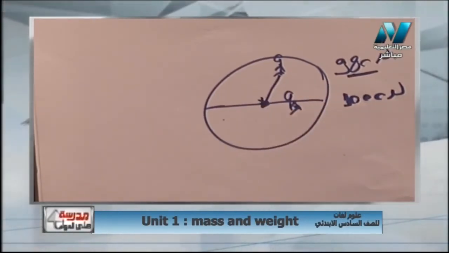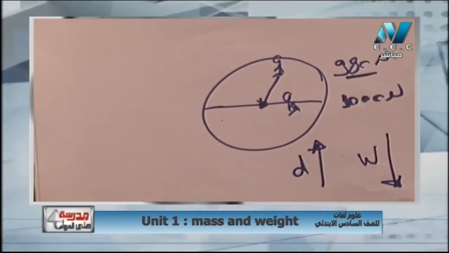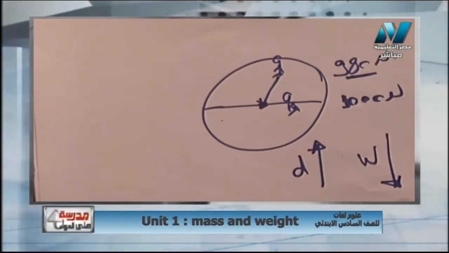يبقى معنى كده كل ما أزود الديستانس إيه اللي يحصل للويت؟ الويت decreases، الويت بيقل. Again الديستانس increases، الويت decreases. يبقى دايما في علاقه بيسموها inverse relation، علاقه عكسيه ما بين الويت والdistance from center. So we can summarize what are the factors of weight: that mass of the body, and also the place of the body or the planet, and at last distance from the center, where when the distance increases the weight decreases. لما الديستانس بتزيد الويت بيقل and vice versa. So the relation between them is inverse relation.